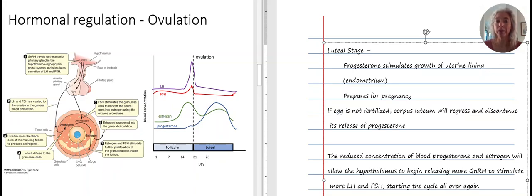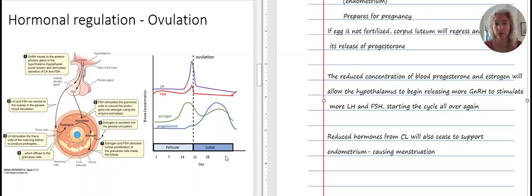In mammals that menstruate, the reduction of hormones from the corpus luteum will also cease the support of the endometrial lining, the endometrium, and cause menstruation. So we are here on our cycle where the drop in estrogen and progesterone, if the egg is not fertilized, will cause the female to shed that endometrial lining.